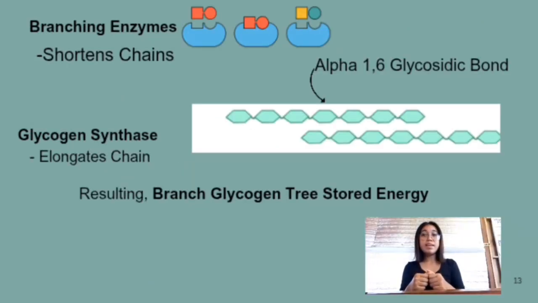The next enzyme, called the branching enzyme, goes to the end of the chain and cuts off a shortened chain about 6 to 8 glucose residues in length. The branching enzyme then attaches the chain to the side of the linear chain by creating an alpha 1,6 glycosidic bond.